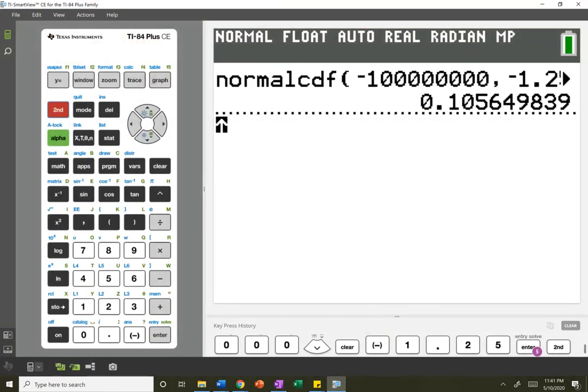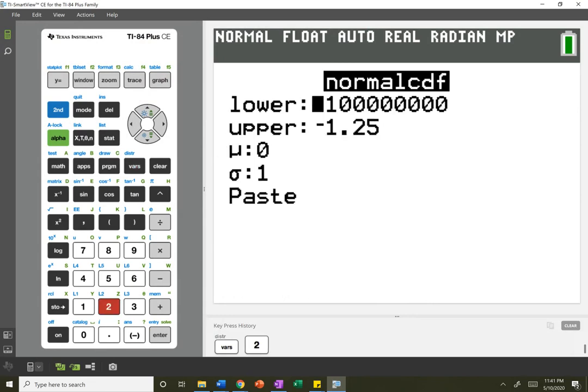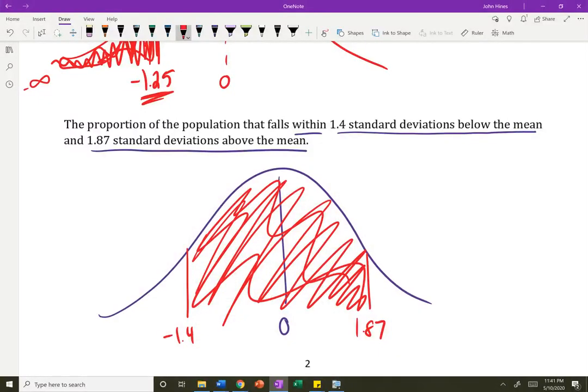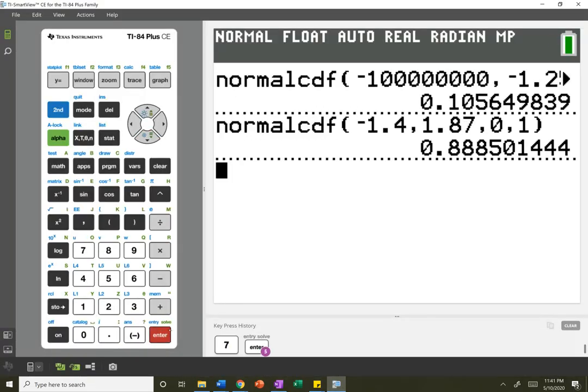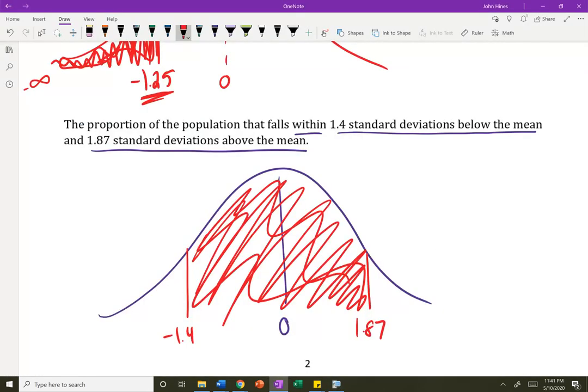So we're going to go second vars, normal CDF. And I like these problems because how low do I go? I go negative 1.4. How high do I go? I go to 1.87. Enter, enter, enter. And I captured 88.85. So this shaded region here is 0.8885, about 88.9% of the population. I got a lot of people in there.